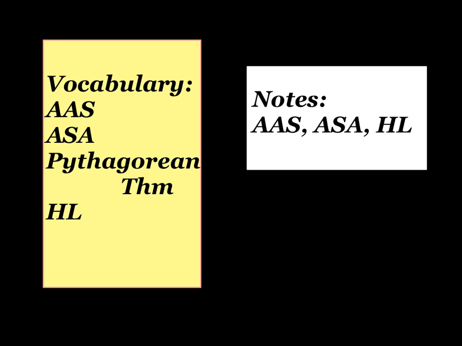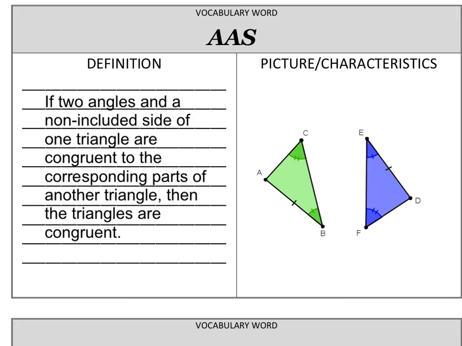Alright, so the vocabulary words for today are angle-angle-side, angle-side-angle, Pythagorean theorem, and HL. We'll find out what HL stands for. Our notes are titled as such. So the first vocab word is angle-angle-side.